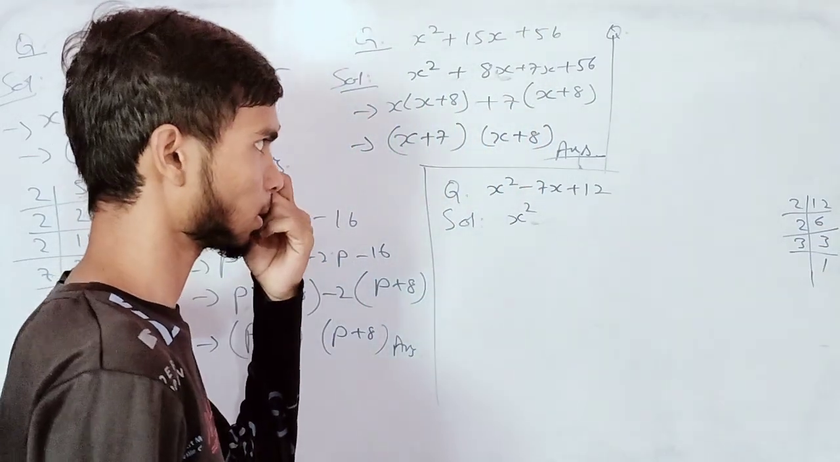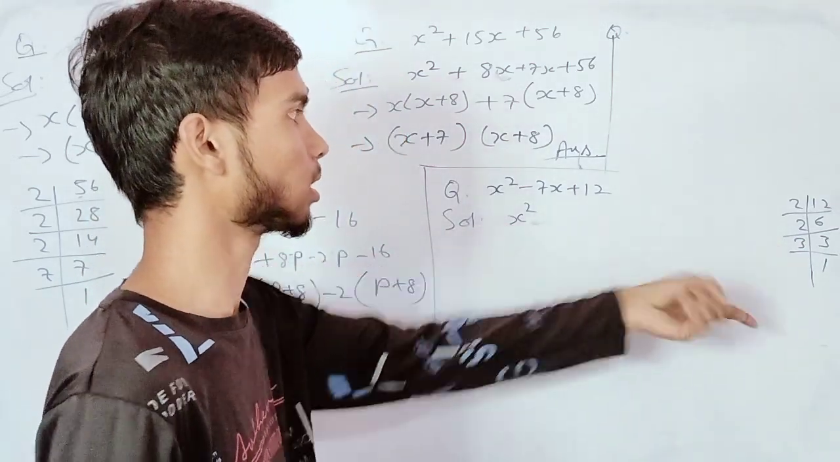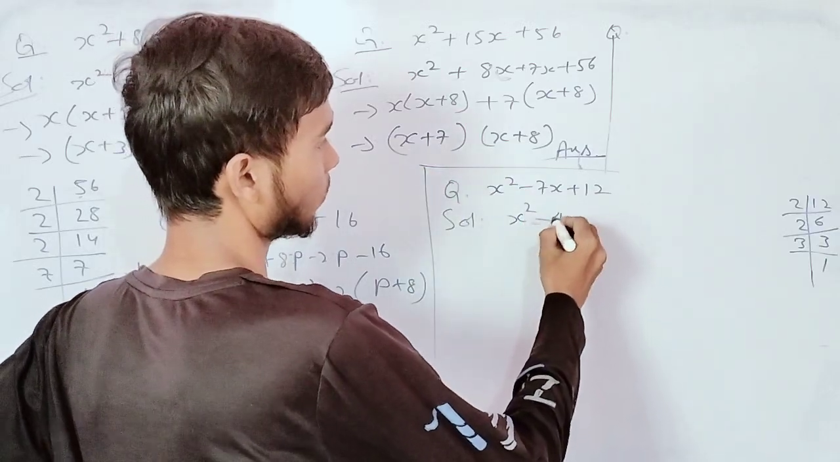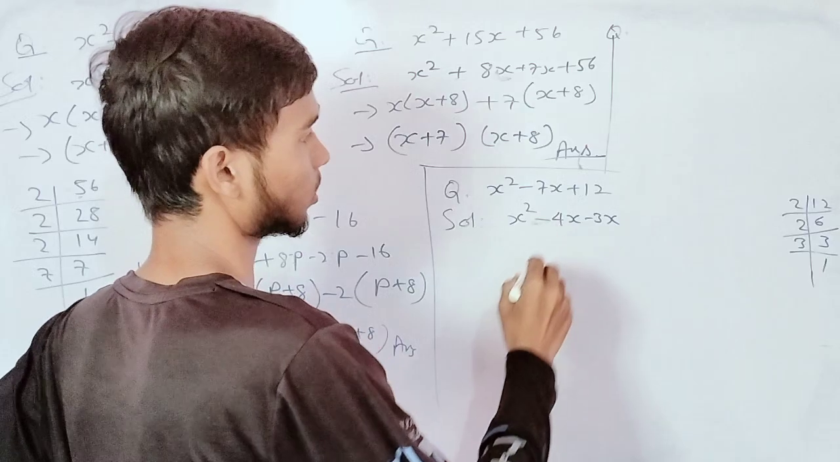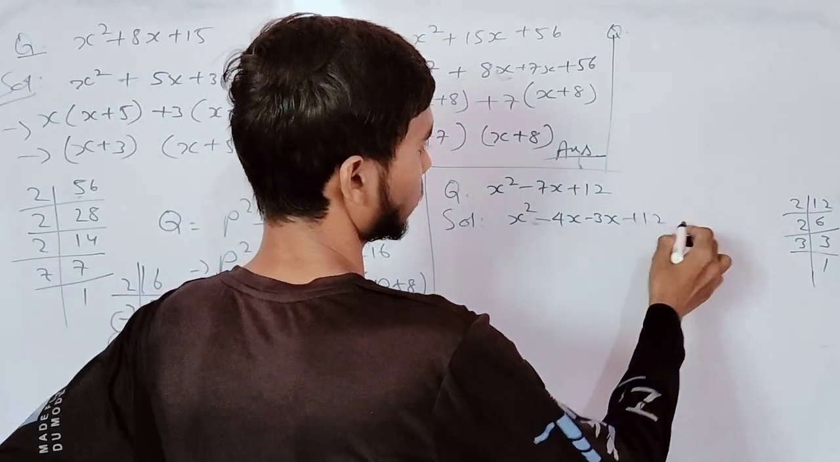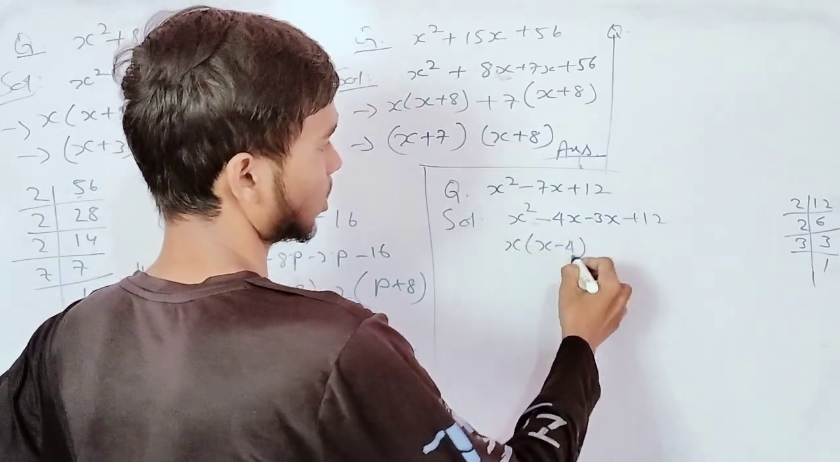Now here, 4 times 3 is 12 and 4 plus 3 is giving us 7. Can we write 4x plus 3x? Yes, 4 threes are 12. Now here x is common, so x times x plus 4.